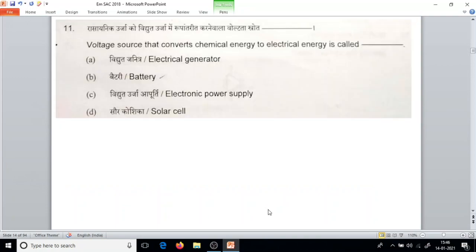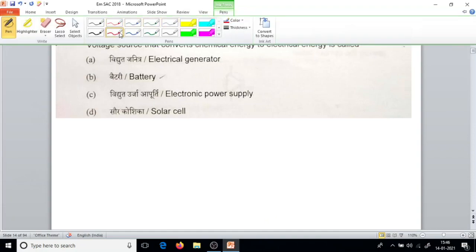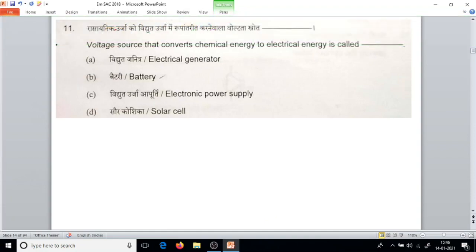Question number 11. So all of you study well, have fun, all are required. Everything is required in life.